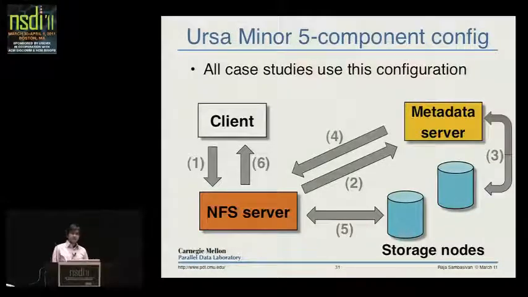All of our case studies use the standard 5-component configuration of Ursa Minor. That is, one client, one NFS server, one metadata server, and 2 storage nodes. Metadata is stored on one of the storage nodes, and data is stored on another storage node. This is the configuration that's used for Ursa Minor's nightly regression tests, which is perhaps the best use case for Spectroscope because it lends itself to very well-defined problem periods and non-problem periods.